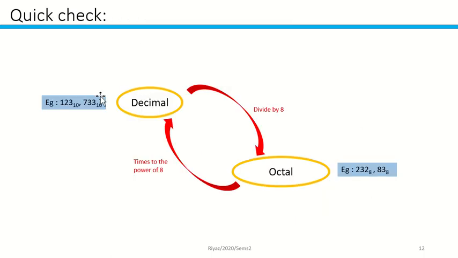So quick check. We have covered the topic of decimal to octal. Decimal to octal is divide by 8, and octal to decimal, you need to times to the power of 8.